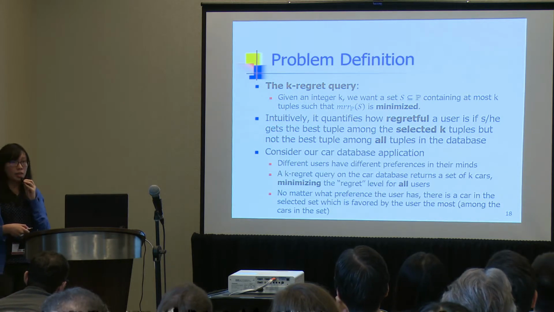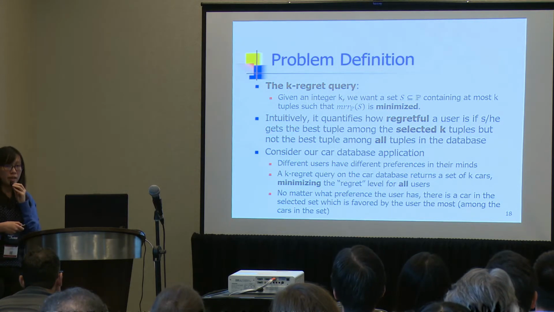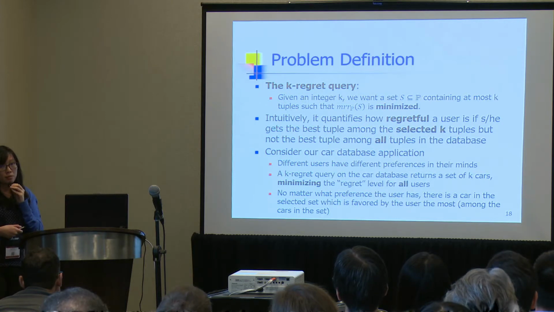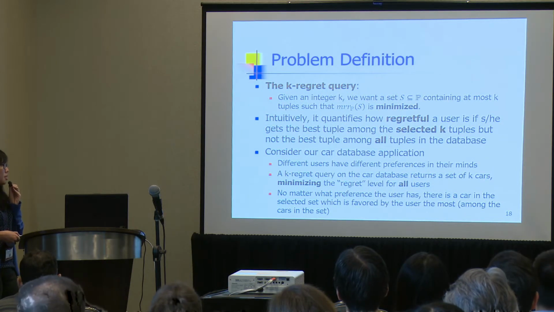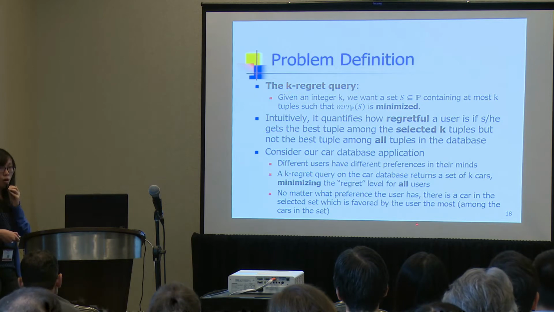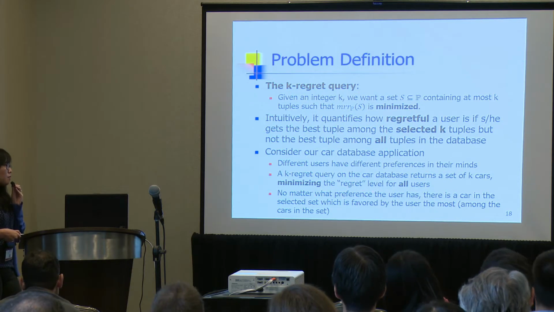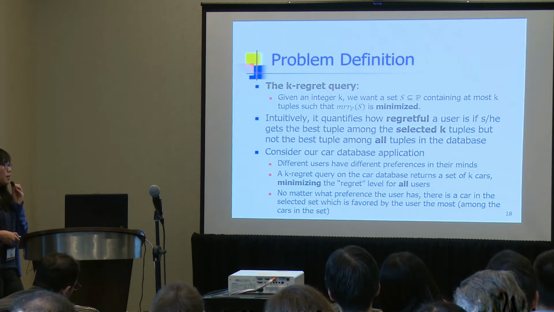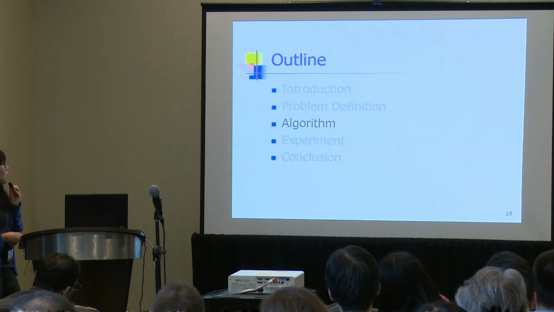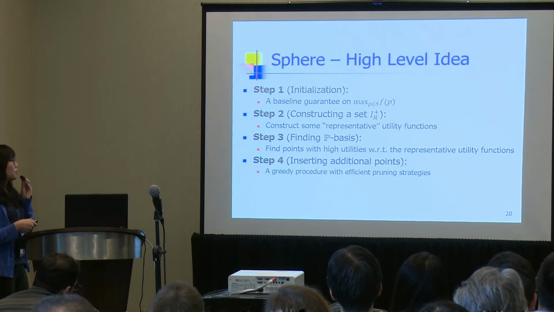Consider our car application again. Different users might have different preferences in their mind. One might think that horsepower is more important. The other might think that miles per gallon is more important. So a k-regret query on the database returns at most k cars that minimize the regret level for all possible users. That says no matter what exact preference the user has, there is a car in the selected set which is favored by the user the most. We briefly introduce our algorithm Sphere, and it consists of 4 steps.